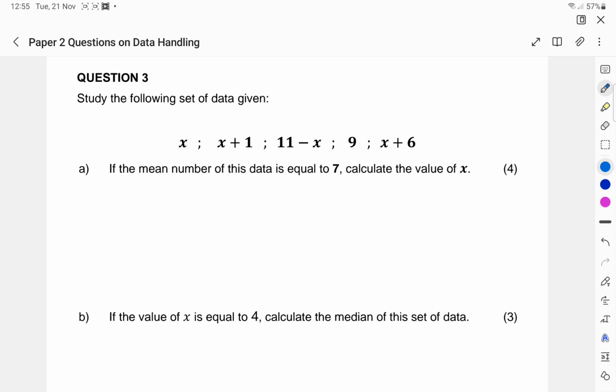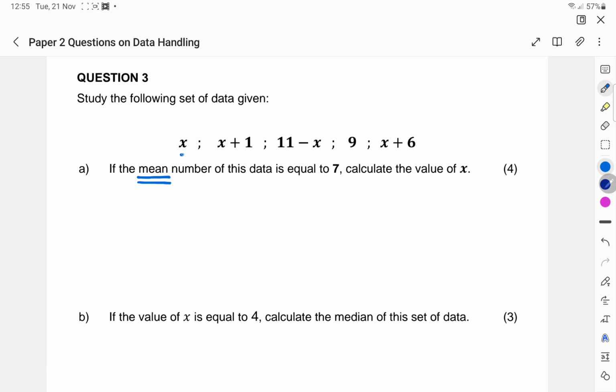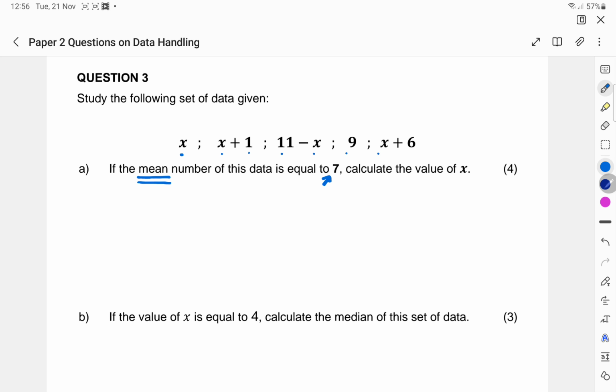It says, study the following set of data given. If the mean number of this data is equal to 7, calculate the value of x. So now, the mean. Oh, ma'am, it's mean of you to ask me to add all of these together and to divide with how many there are. And they tell you this is equal to 7. So they give you the answer.